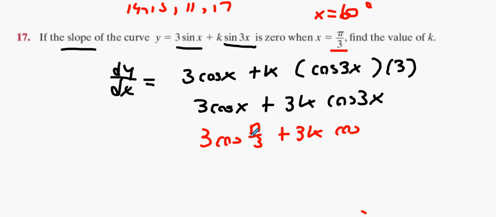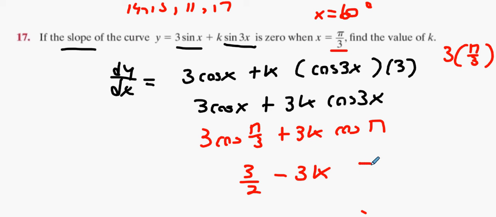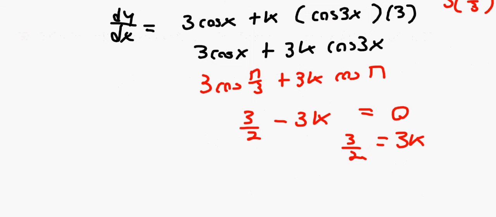What's 3 times pi over 3? Just pi, isn't it? Okay. Did you get 3 over 2 plus minus 3k? Is it minus 3k? Because cos pi is minus 1. And that has to equal 0. So what does that mean for 3k, Mark? And then k? Yep.